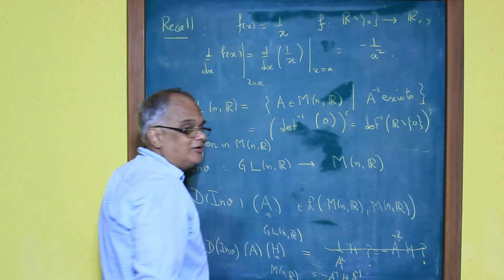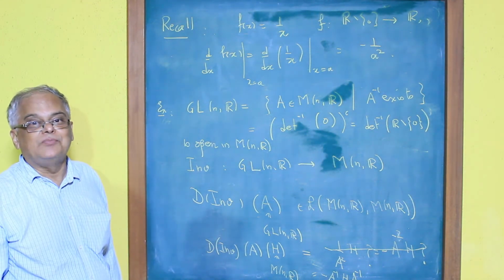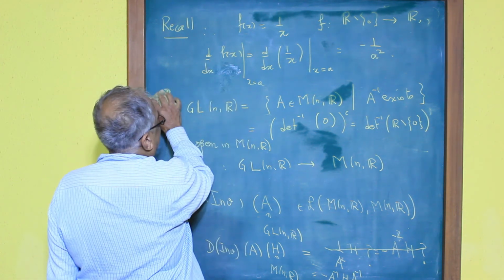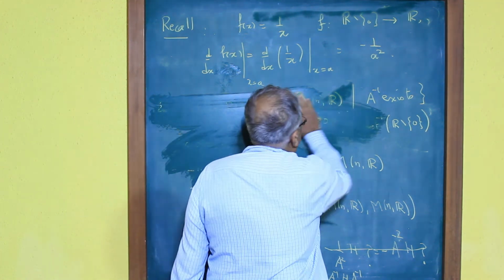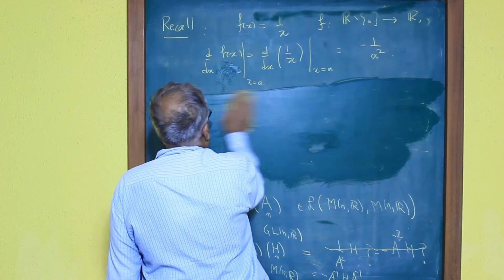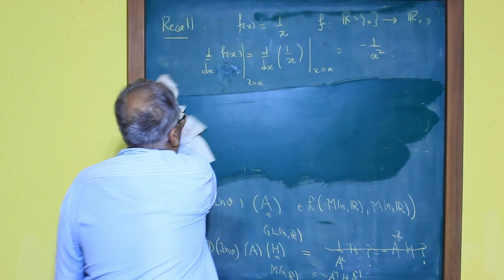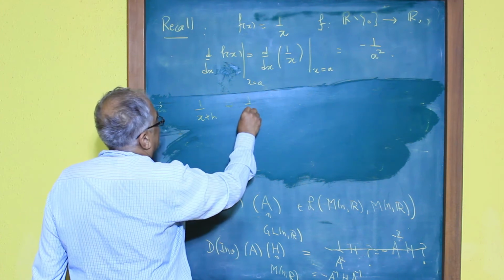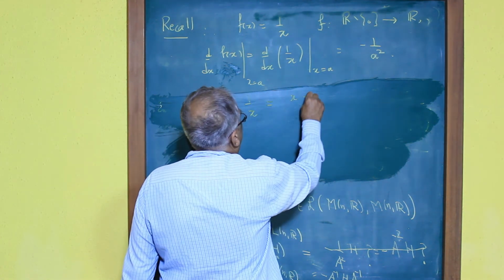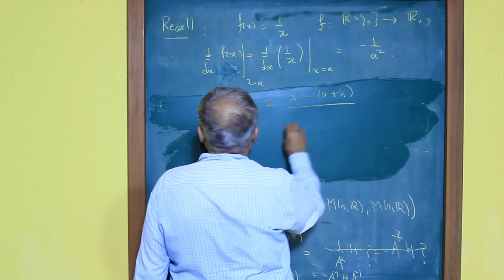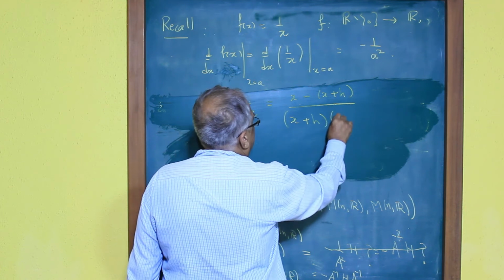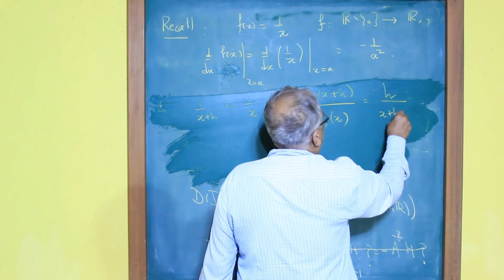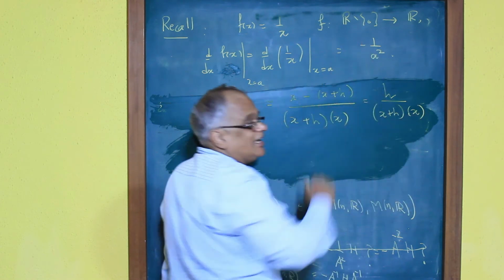So I hope you will try to do this. There's nothing very difficult in this statement, and it follows from the same kind of argument that you use here. 1 over x plus h minus 1 over x is equal to x minus x plus h over x plus h into x, which is equal to minus h over x plus h into x, when you have scalars.